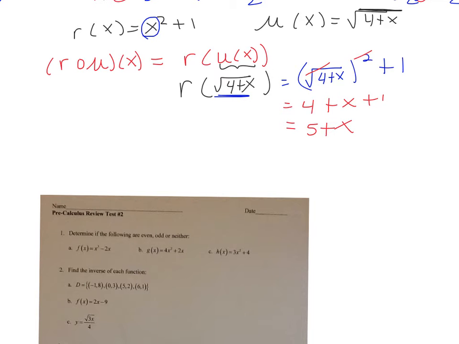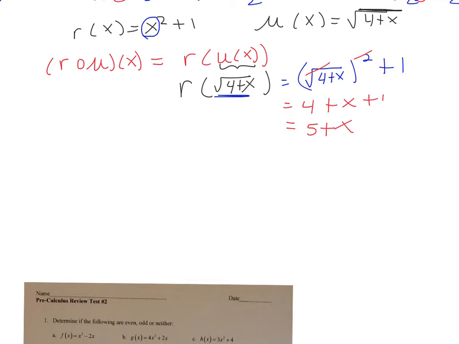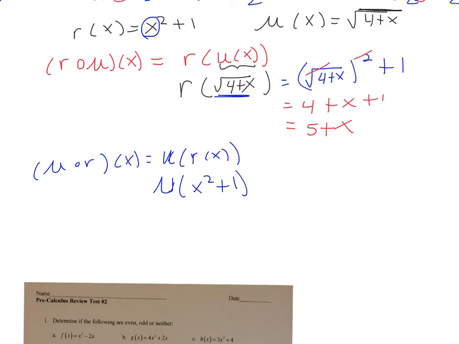Okay, so the next one, it's going the other way. So that's u of r of x. Remember, it's u of, what's r of x? X squared plus 1, which means I'm going to go to my u function. Wherever I see an x, I'm going to plug in x squared plus 1. So it's going to be the square root of 4 plus my x, which is x squared plus 1, which is the square root of x squared plus 5. And in this case, this does not cancel each other out because of the plus sign. All right, so that's it for that one.